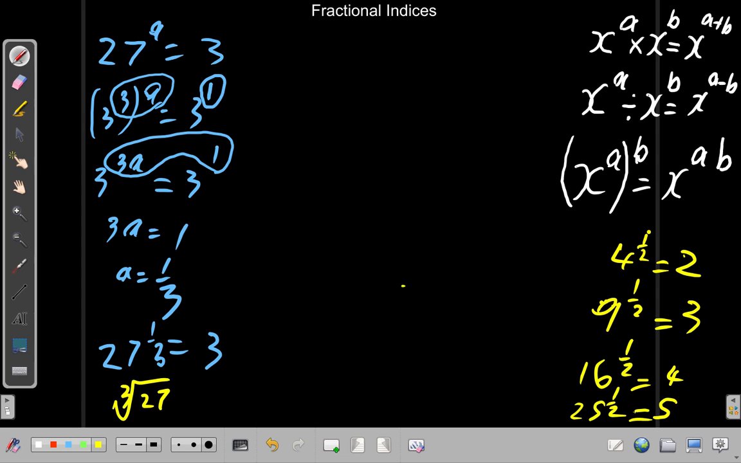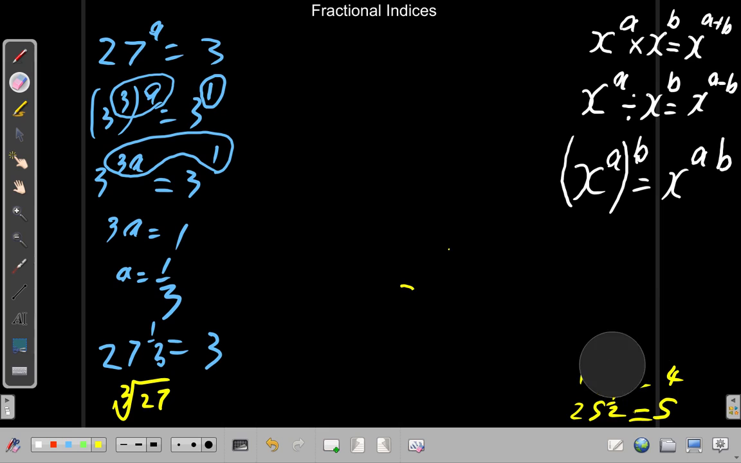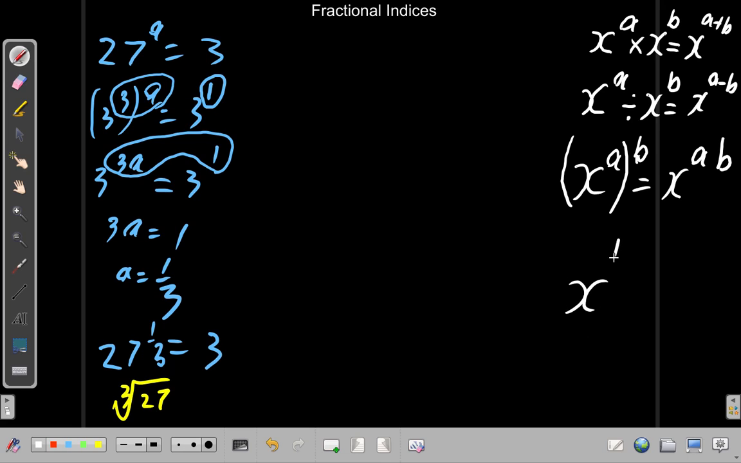If you have a number x raised to the power of 1 over n, whatever x is, what we get is the same thing as the nth root of x. So there is yet another result, and it has to do with fractional index, when you raise a number to a fraction.